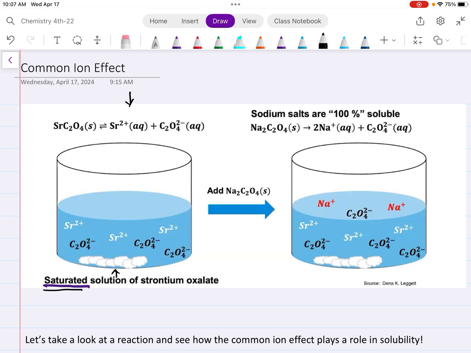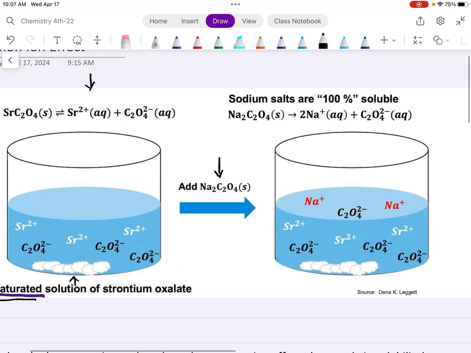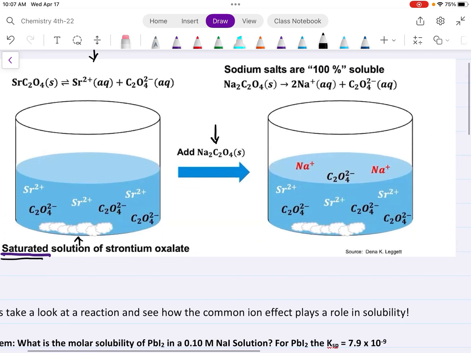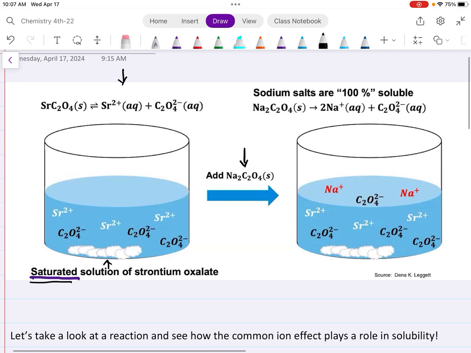Now, we have a saturated solution of strontium oxalate, and what we're going to do is add sodium oxalate to the solution. Sodium oxalate has an ion in common with the first solute. That ion is the oxalate ion. So this ion is in common with this ion. Because those are the same ions, we call this the common ion.